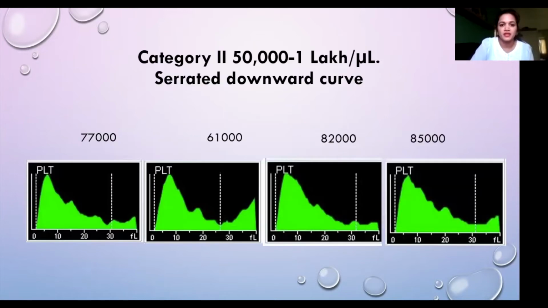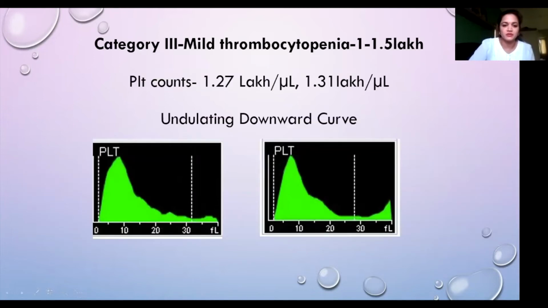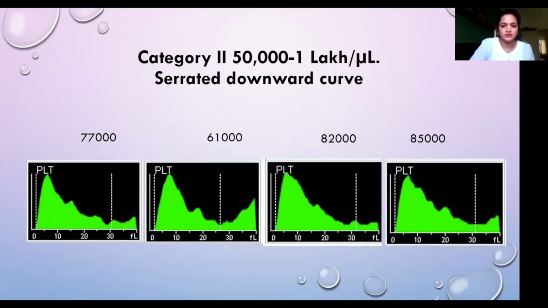Now if we move on to category 2, if you remember the bar diagram I projected, 65% of the cases had this pattern of slightly serrated downward curve. Unlike the first category, where there is only slight undulation of the downward curve, in this category we can see a serrated downward curve in many of these samples, ranging from 50,000 to 1 lakh. This one is 77,000, 61,000, 82,000, 85,000 platelet count, but the pattern is similar. So this is the curve pattern that we appreciated in the moderate thrombocytopenia category.